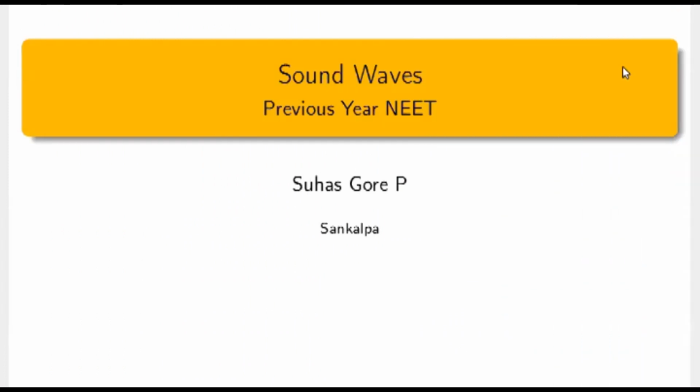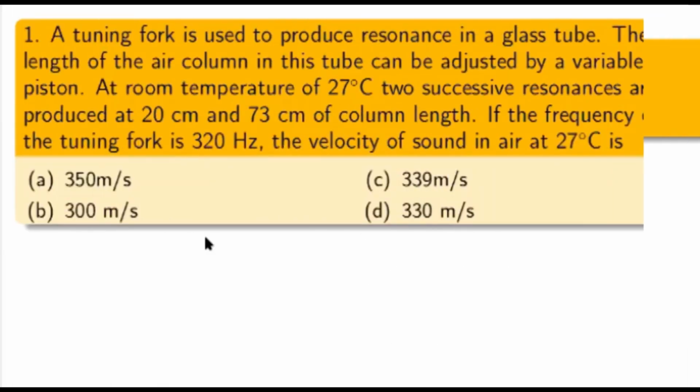Hello everyone. In this session, let's solve a few previous year NEET questions from the chapter Sound Waves. First question. A tuning fork is used to produce resonance in a glass tube. The length of the air column in this tube can be adjusted by a variable piston.